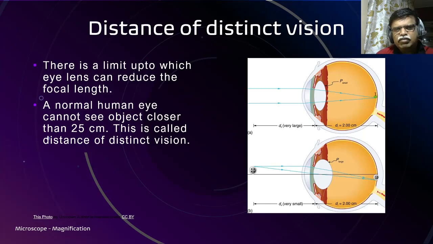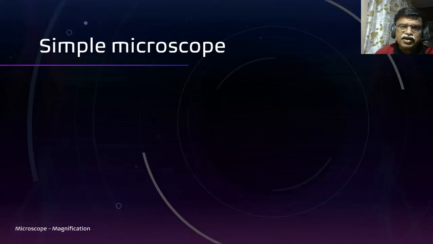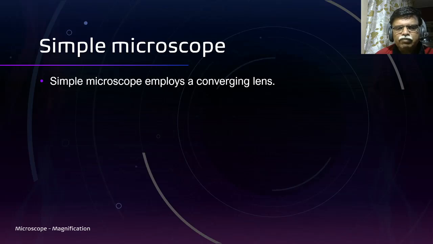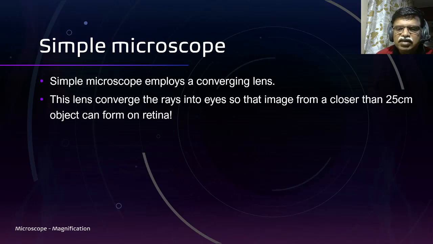So you may be more precise, about 25.4, but this is an approximate number. This is called the distance of distinct vision. Now if you consider a simple microscope, which is a single lens, in a simple microscope we employ a single converging lens or a convex lens. This lens converges the rays into the eyes so that the image from a closer than 25 centimeter object can form on the retina. So you can take the object closer than 25 centimeter.